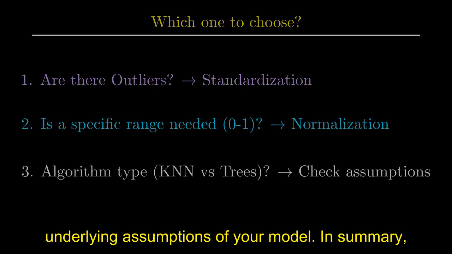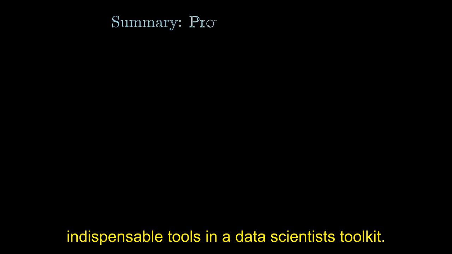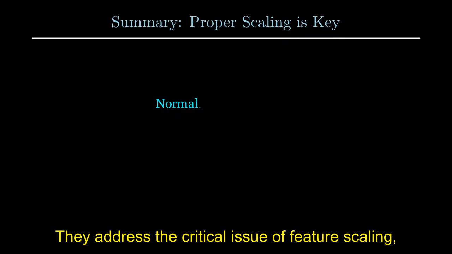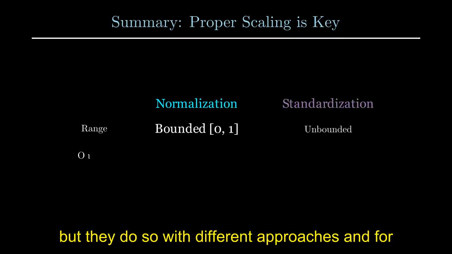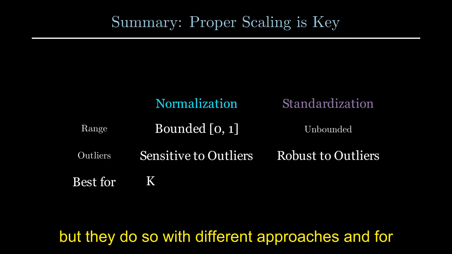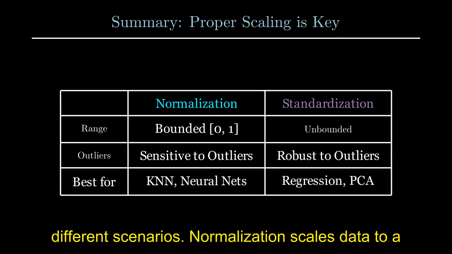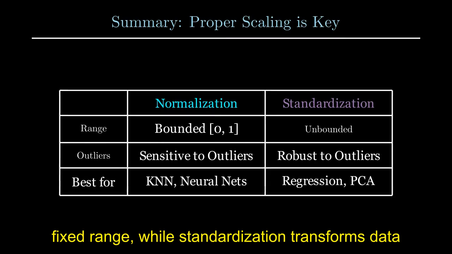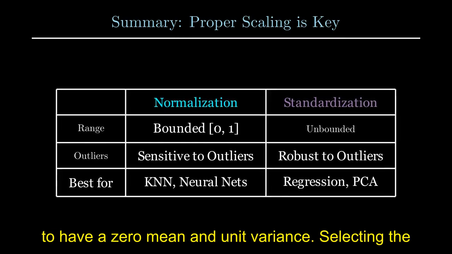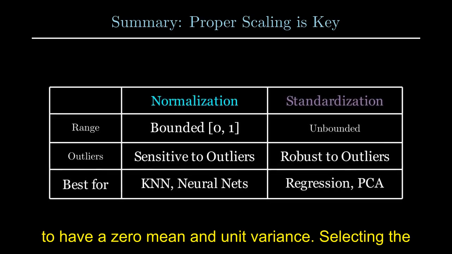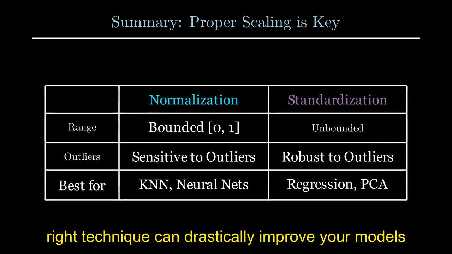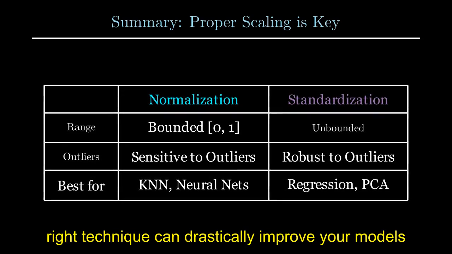In summary, both normalization and standardization are indispensable tools in a data scientist's toolkit. They address the critical issue of feature scaling, but they do so with different approaches and for different scenarios. Normalization scales data to a fixed range, while standardization transforms data to have a zero mean and unit variance. Selecting the right technique can drastically improve your model's performance and interpretability.